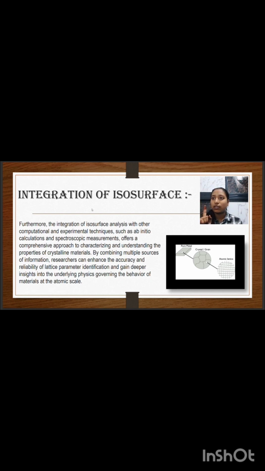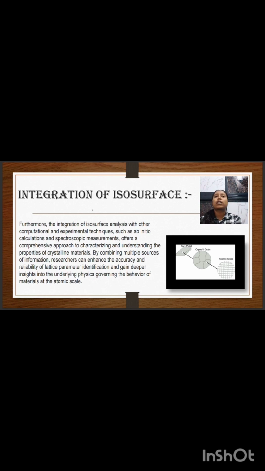Okay, as in the diagram, we can see a pure metal crystal with a green atomic lattice. In the pure metal we have crystals. In that we are gaining an atomic lattice. Some of the parts on that surface are known as isosurface. In that we can see how the lattice is formed.